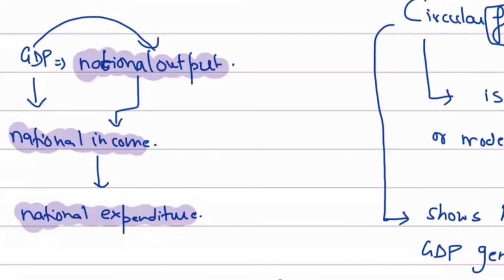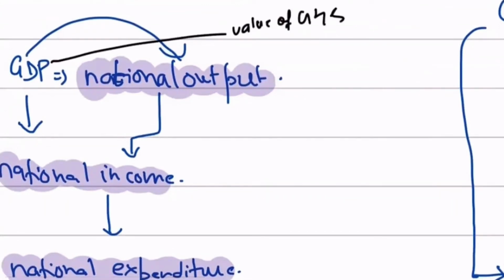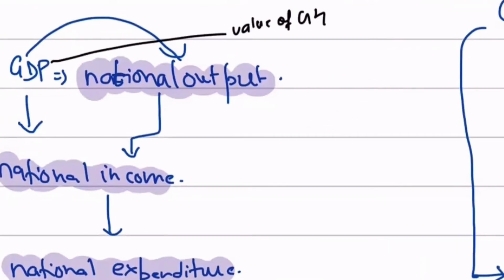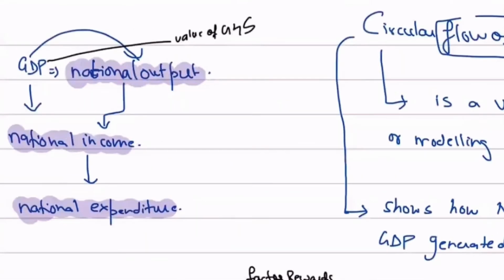So what is GDP? GDP is basically your value of goods and services in the economy. Value of the goods is not output. You don't measure GDP as 100 units. You measure GDP as, let's say, $100. Remember that, GDP is not measured in units. Now this value of GDP is equal to the amount of income that is earned in the economy, and the amount of income that is earned in the economy is equal to the amount of expenditure that was made in the economy.